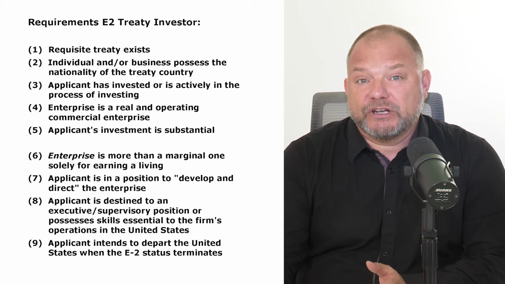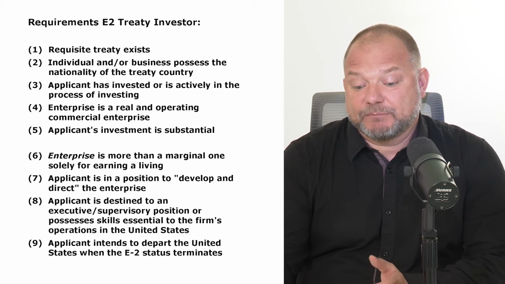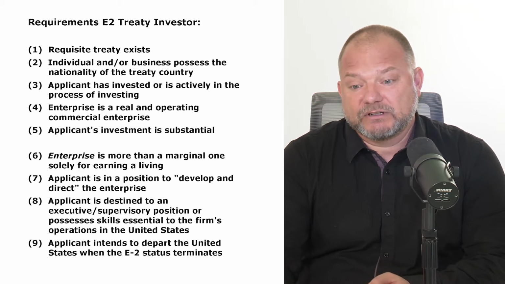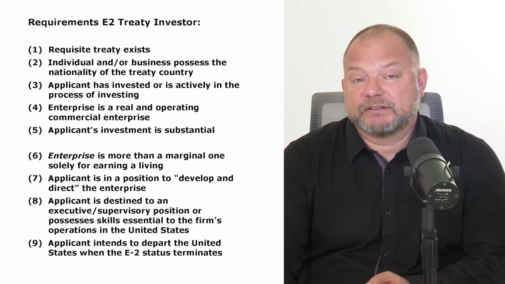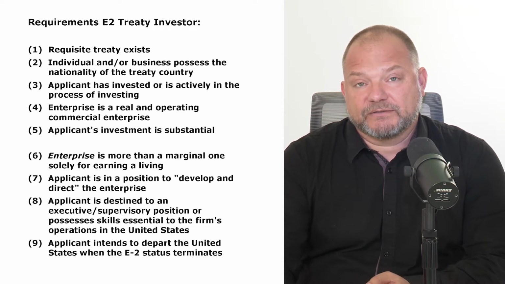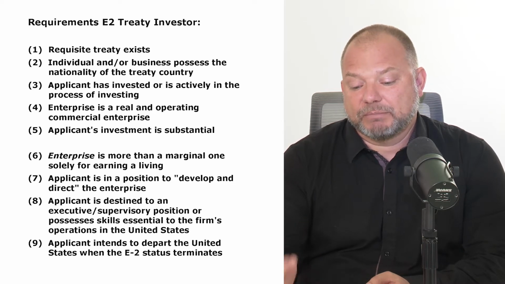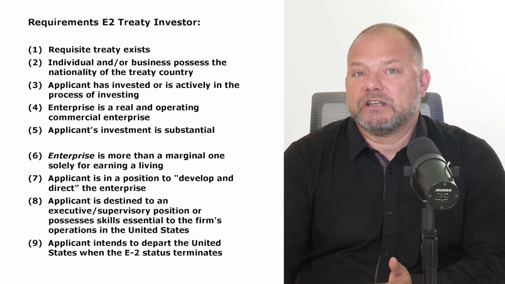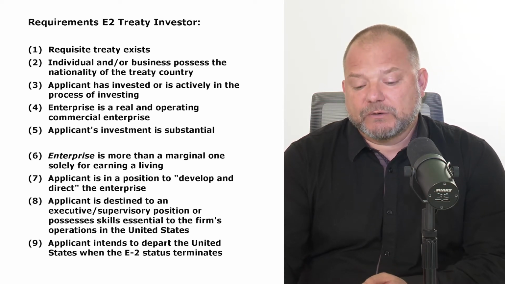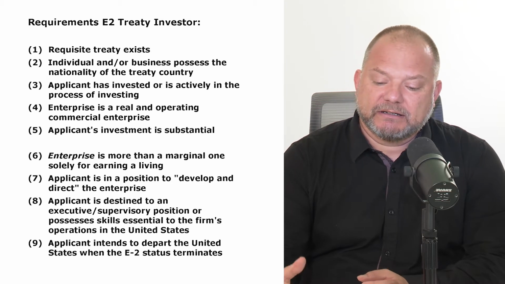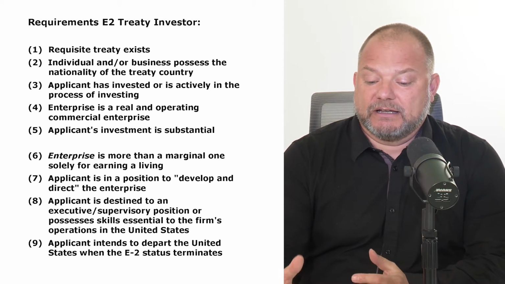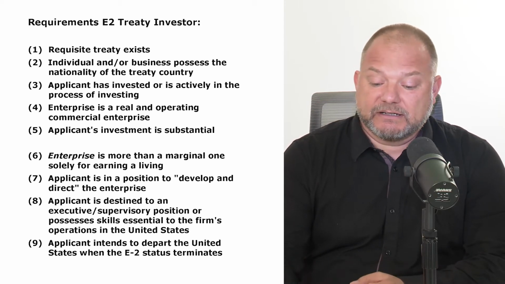First, of course, it is a treaty visa that is based on treaties that the United States has with certain countries. Most industrialized countries in the world have such treaties with the US. So that's the first requirement. The second requirement is that the applicant or the business that applies for the E-2 visa has to have the nationality of the treaty country. The third requirement is that the applicant has already invested or is in the process of investing in a business in the United States.